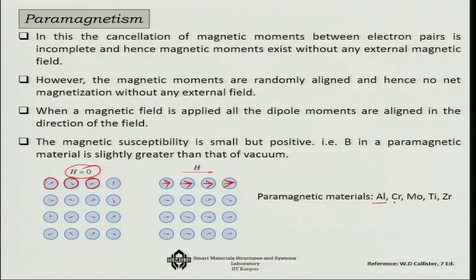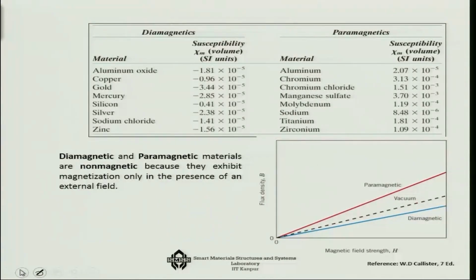Examples are aluminum, chromium, molybdenum, titanium, zirconium, etc. So, that is the paramagnetic materials. Now, let us go to another group.